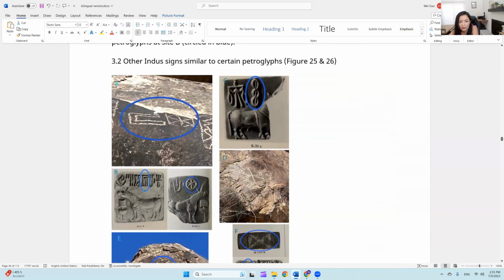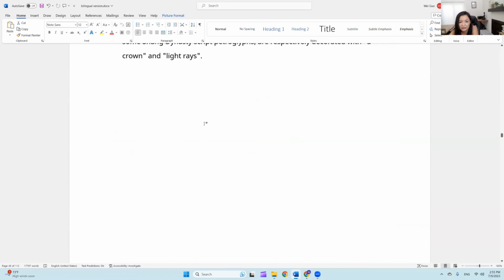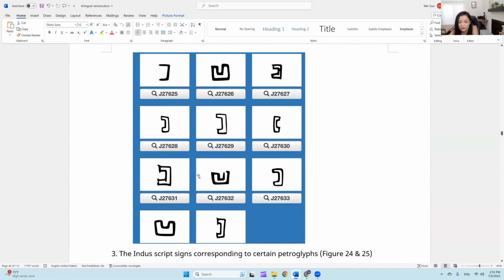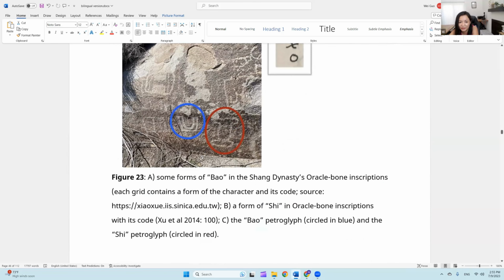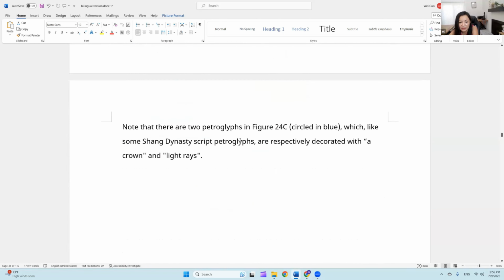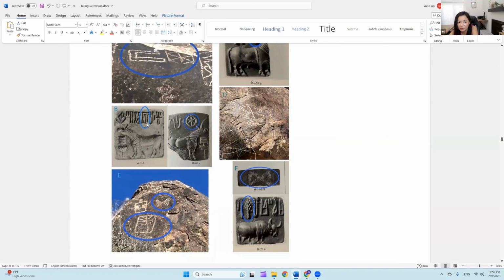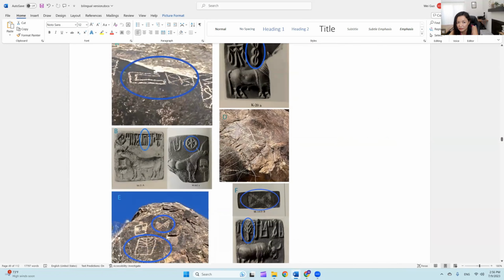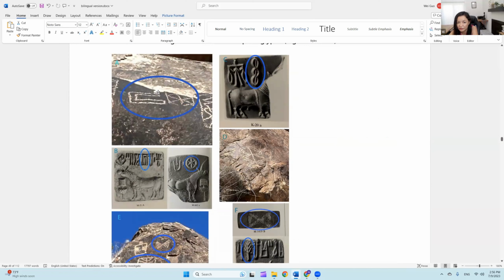Then look at this sign. You see, it's very deep. If you take it as a vessel, this vessel is very deep. It's different from this vessel. This vessel is shallow. It's not that deep. So this is a Shang Dynasty's character. It's not very deep, but this symbol is so deep, right? You see, the petroglyph is the same. This one is deep too.